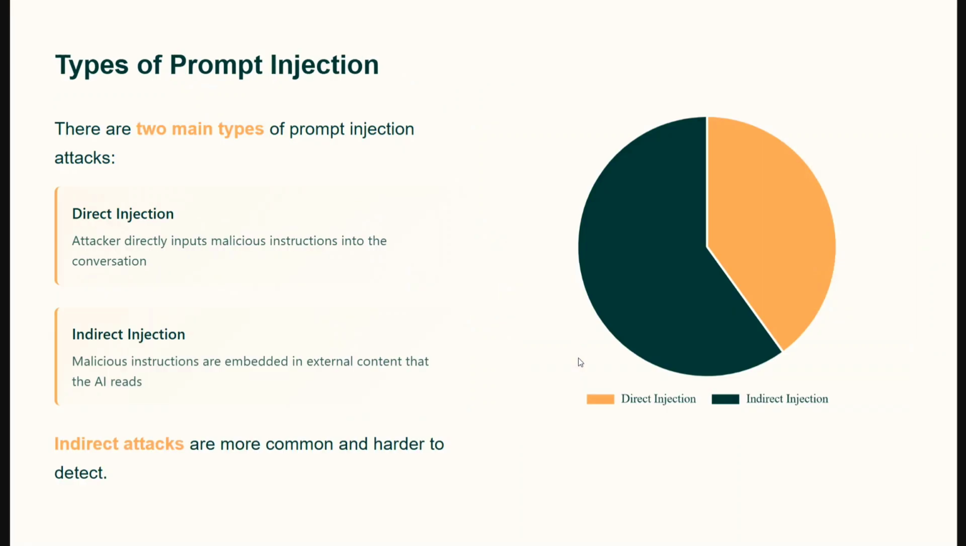What are the types of prompt injection? So basically there are two types of prompt injection. One is a direct injection, where the attacker directly inputs malicious instructions into the conversation. It is a little easier to detect, but the indirect injection is the major problem. Malicious instructions are embedded in external content that the AI reads. Indirect attacks are more common and harder to detect.